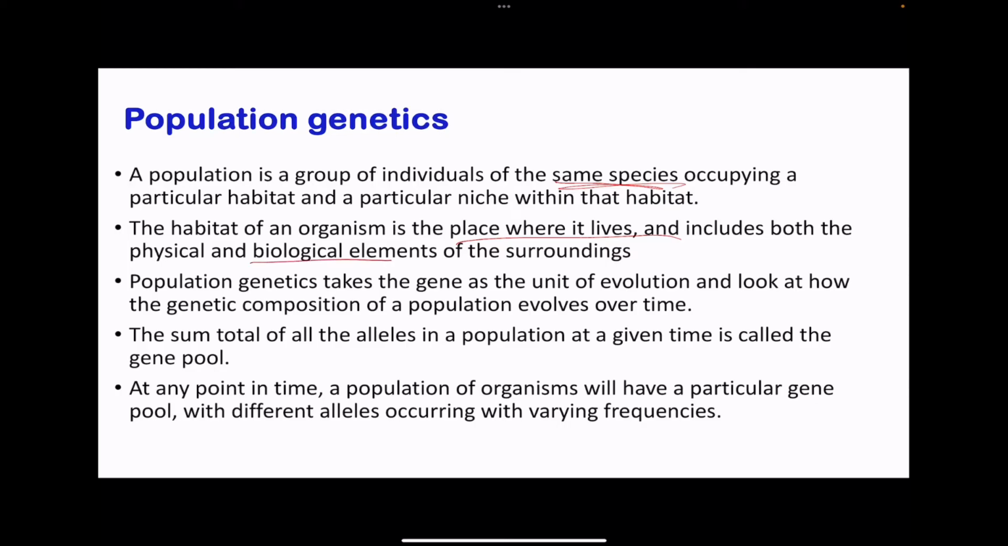The biological elements are going to be the biotic factors, and the physical can include maybe the water, the air, and so on. The total sum of all alleles within a population is going to be called the gene pool. Within a specific population of organisms at a particular time, the gene pool can vary based on the different alleles that are present within that population.